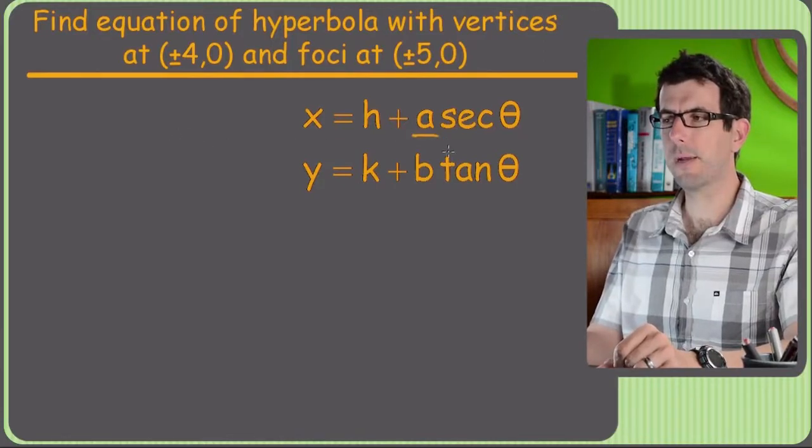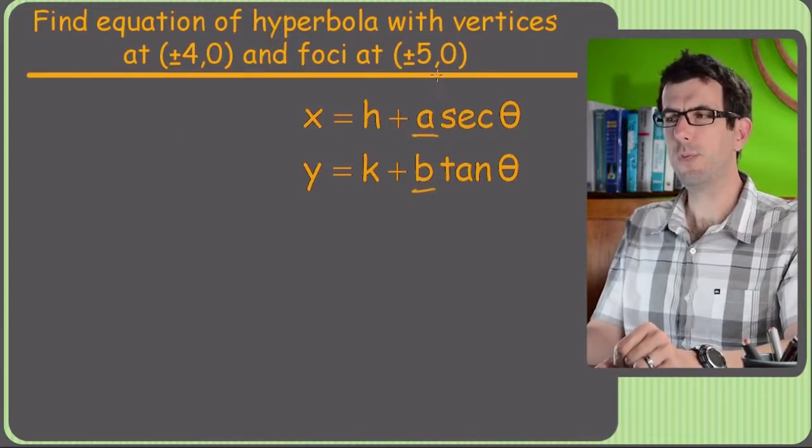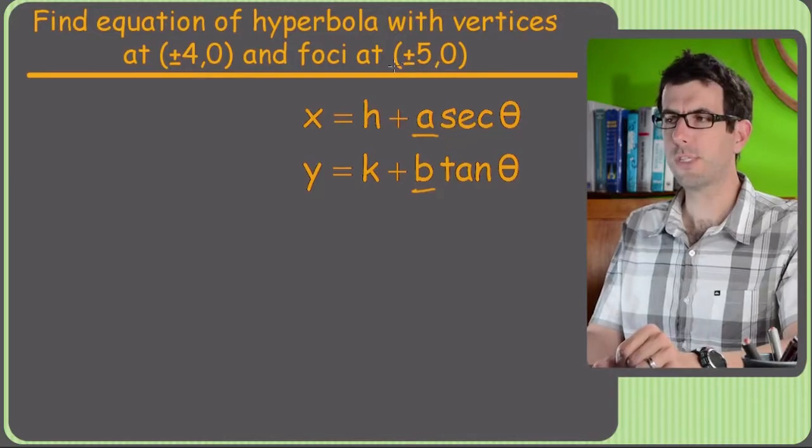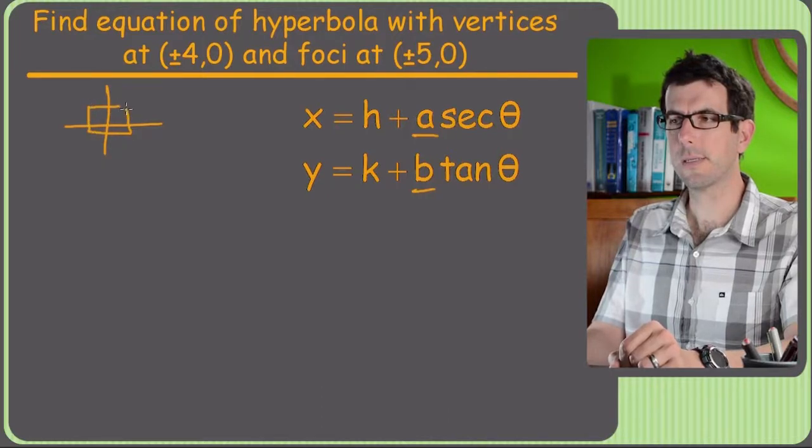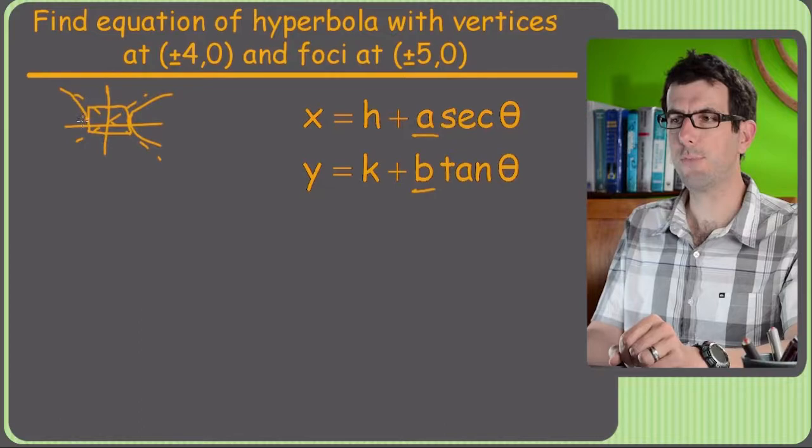Because you'll notice we have an a and b here. But what do we do with a foci? What's that? Well, just as a reminder, a hyperbola, that's the one where you kind of drew a box and then put asymptotes like this, and then the hyperbola was like this.